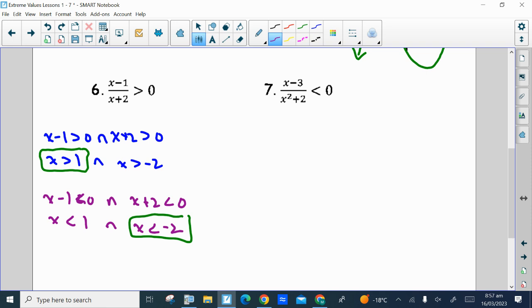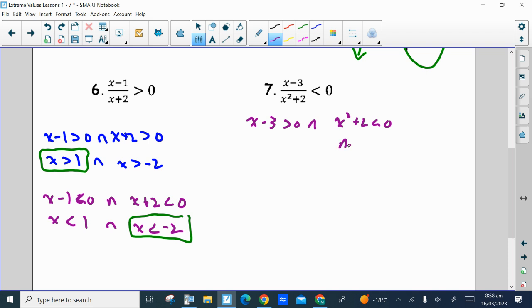In order for a rational function to be negative, the two scenarios would be if the top is positive and the bottom is negative, or if the top is negative and the bottom is positive. Now, in this case, what you need to realize is that the denominator x squared plus 2 is always going to be positive. That is the graph of y equals x squared shifted up 2 units. So the vertex is at 0, 2, and it goes upwards forever.